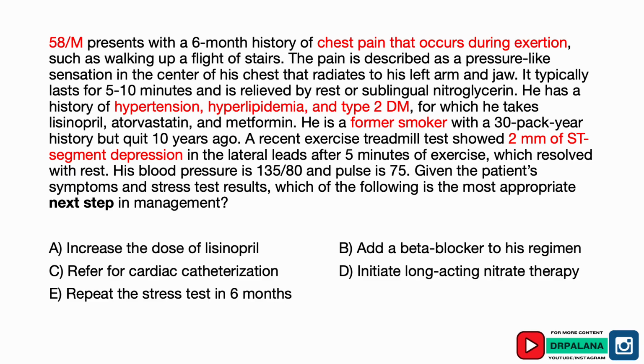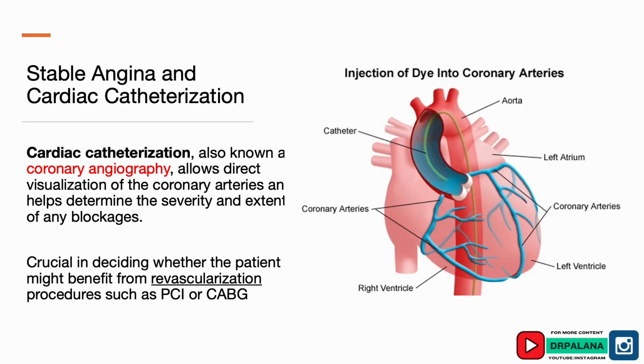obstructive coronary artery disease. Cardiac catheterization, also known as coronary angiography, is the most appropriate next step in this patient's management. It allows direct visualization of the coronary arteries and helps determine the severity and extent of any blockages. This is crucial in deciding whether the patient might benefit from revascularization, such as PCI or CABG.